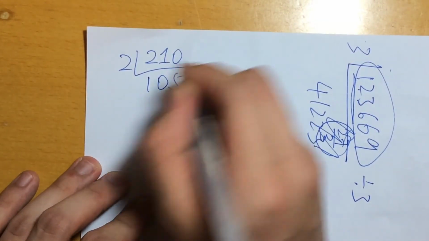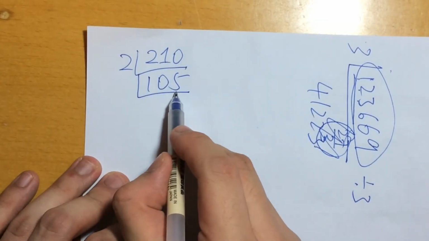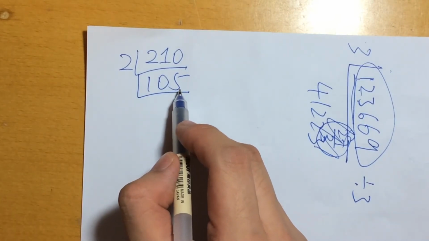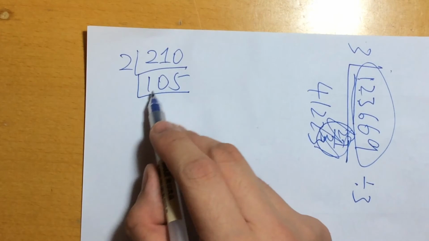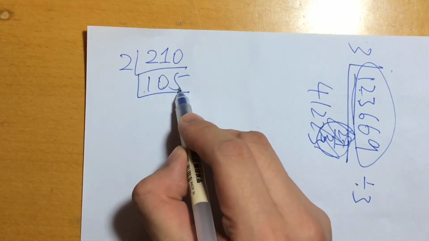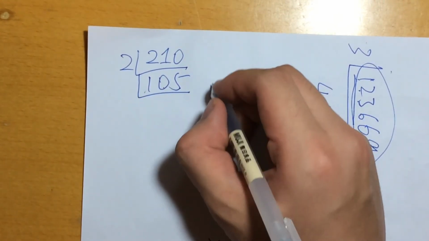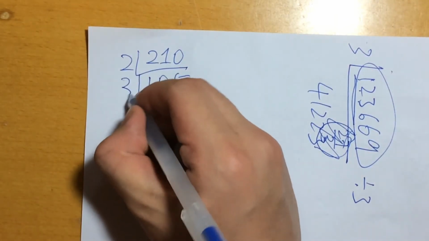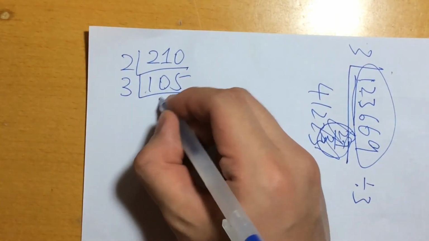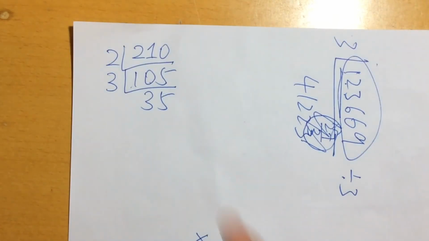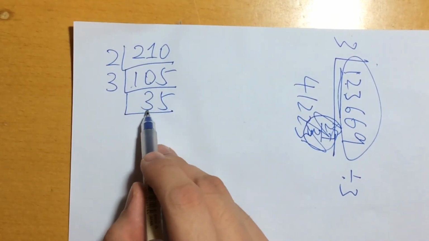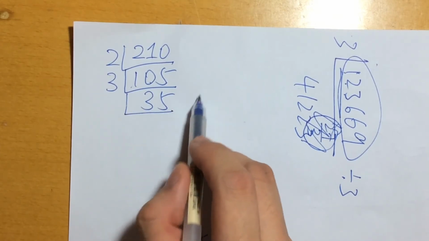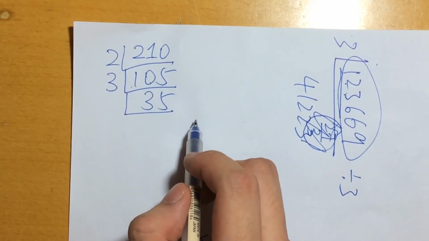We get 105. Now here, it's not a 0, 2, 4, 6, or 8. So the second thing we should think about is whether it's divisible by 3. So 1 plus 0 plus 5 equals 6, right? 6 is divisible by 3. So we can easily divide it by 3, which will get 35. Okay, next step. 3 plus 5 is equal to 8, which isn't a multiple of 3.